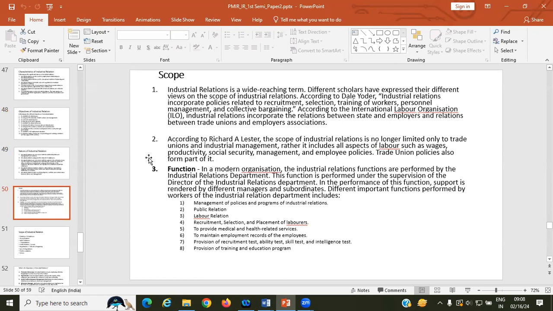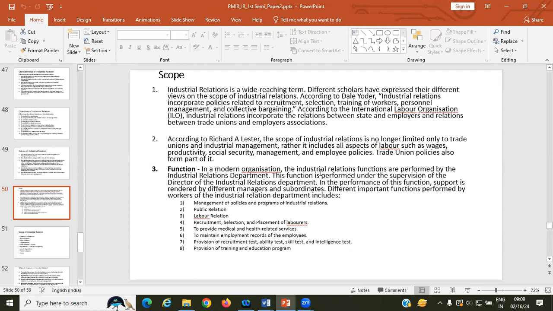The scope of industrial relationship is related to the functions we have given in the slide. We'll read this slide, then we'll understand what are the components, what are the entities impacting the industrial relationship. We made a note on that. First, we'll understand this definition or the scope. Let me read this slide.